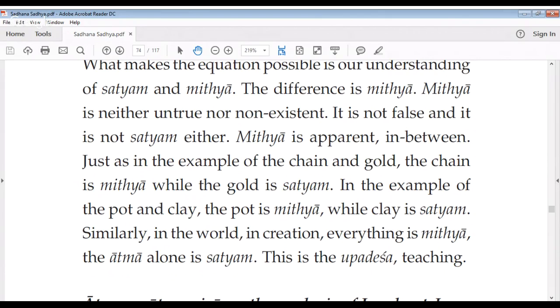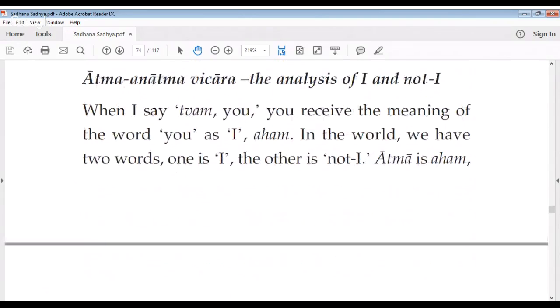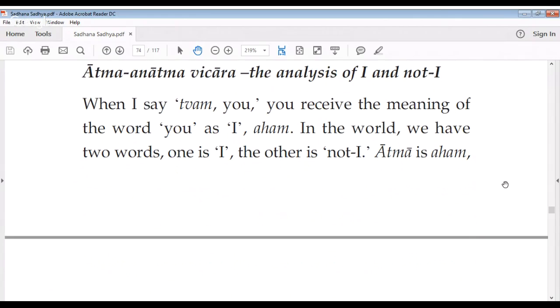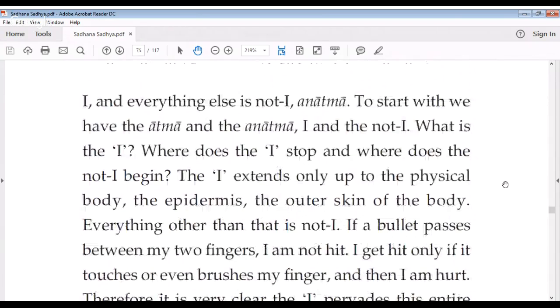Hari Om. Atma, Anatma, Vichara, the analysis of I and not I. When I say Tvam, you receive the meaning of the word you as I, Aham. In the world, we have two words. One is I, the other is not I. Atma is Aham, I, and everything else is not I, Anatma. To start with, we have the Atma and the Anatma, I and the not I. What is the I? Where does the I stop? And where does the not I begin?